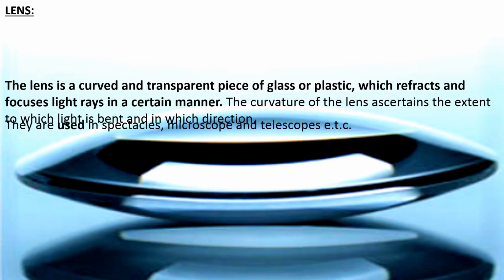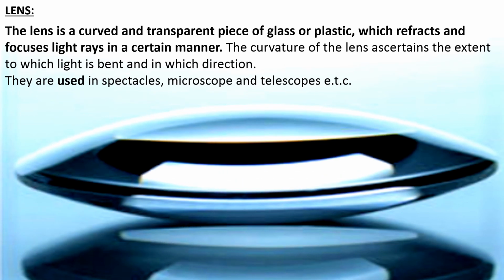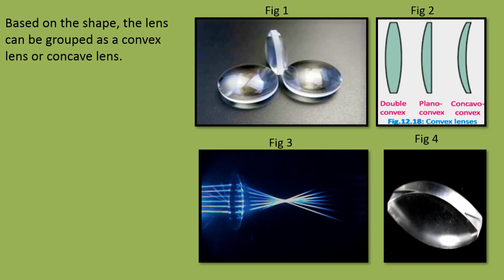What is a lens? The lens is a curved and transparent piece of glass or plastic which refracts and focuses light in a certain manner. The curvature of the lens ascertains the extent to which light is bent and in which direction. They are used in spectacles, microscopes and telescopes. Lenses can be grouped as convex and concave lens based on their shapes.